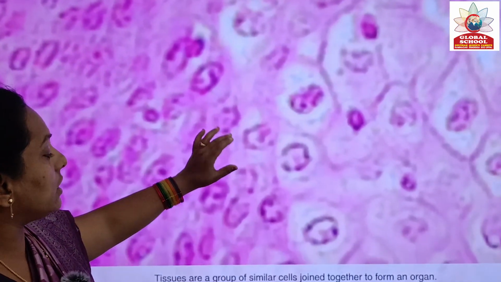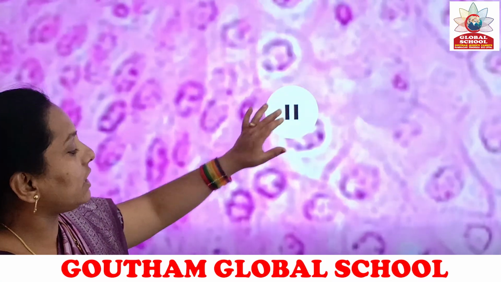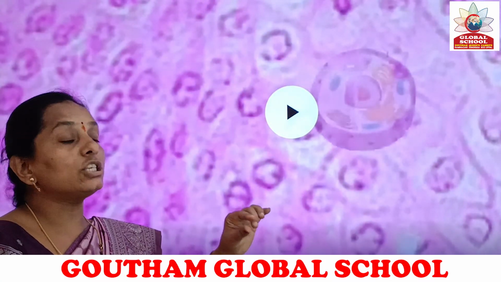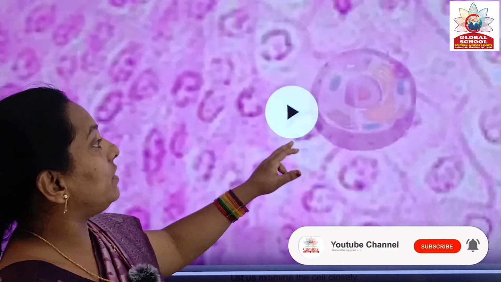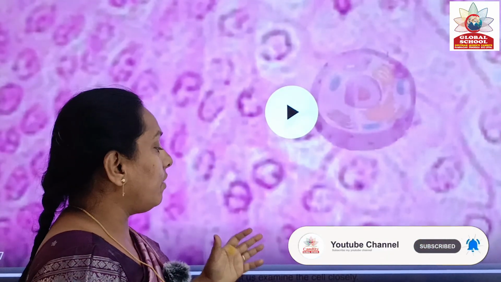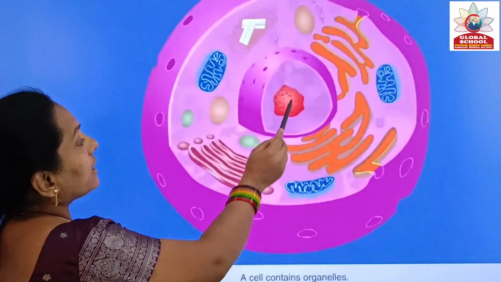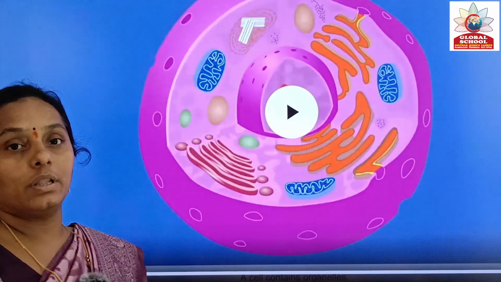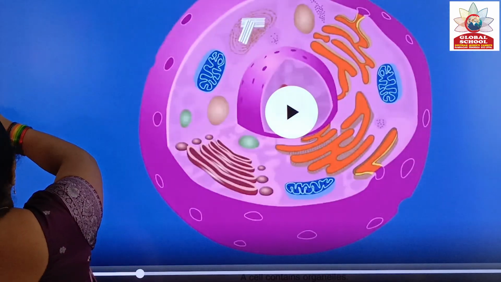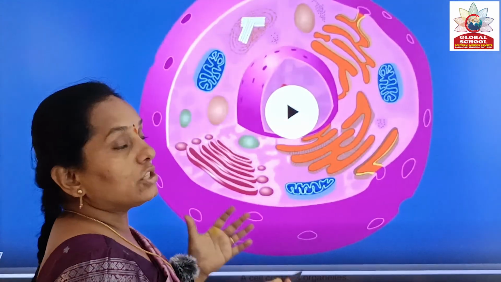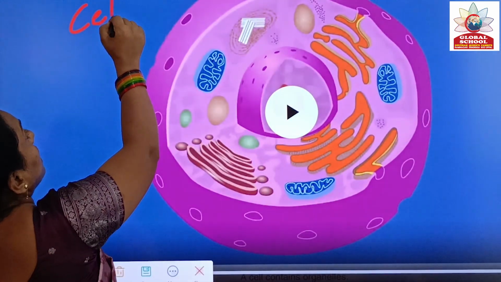Tissues are what? They are small ones made up of many cells. What is a cell? A cell is the smallest unit of a living organism. It is very small. If we cannot see with our naked eye, we need to see them with a microscope. Now let us examine a cell. This is a magnified cell. It is a cell which is magnified thousands or lakhs of times.